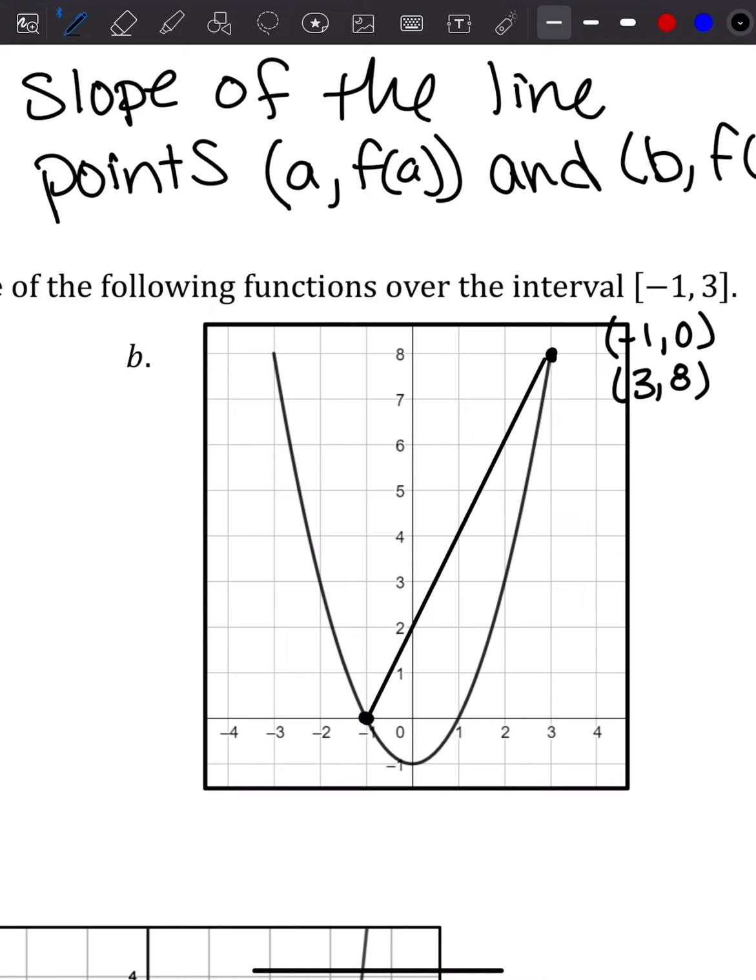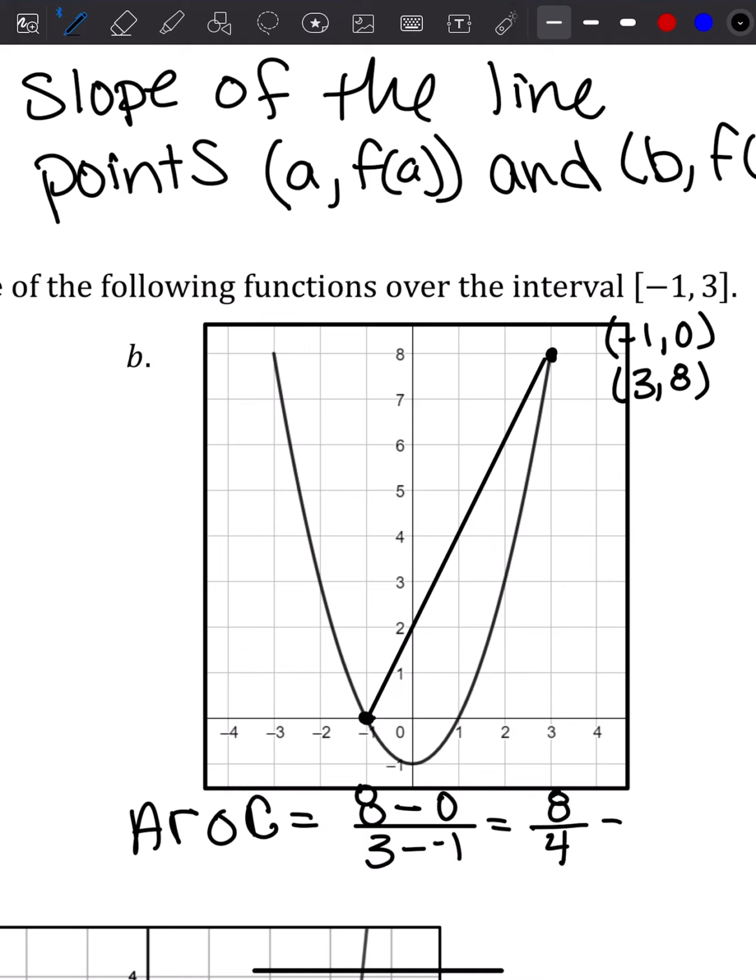So if we look between our 2 points, every time I go over 1, I go up 2, and that kind of follows as I go over. But if I want to practice using that formula, which is the slope formula, average rate of change is equal to 8 minus 0 divided by 3 minus -1. 8 divided by 4 which is equal to 2, which is the exact same thing that we got.